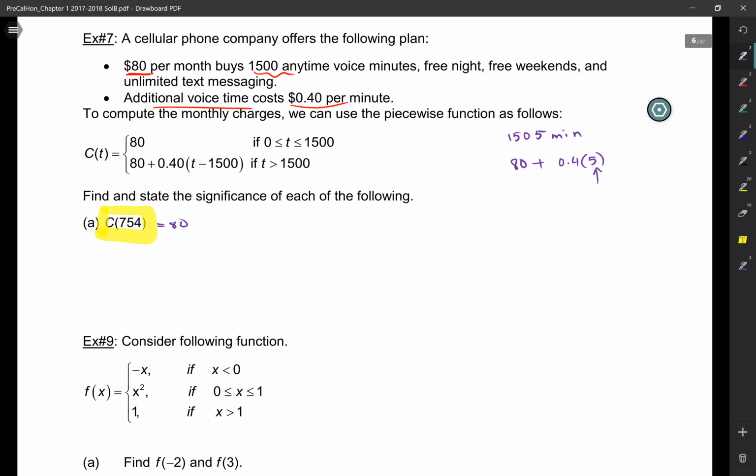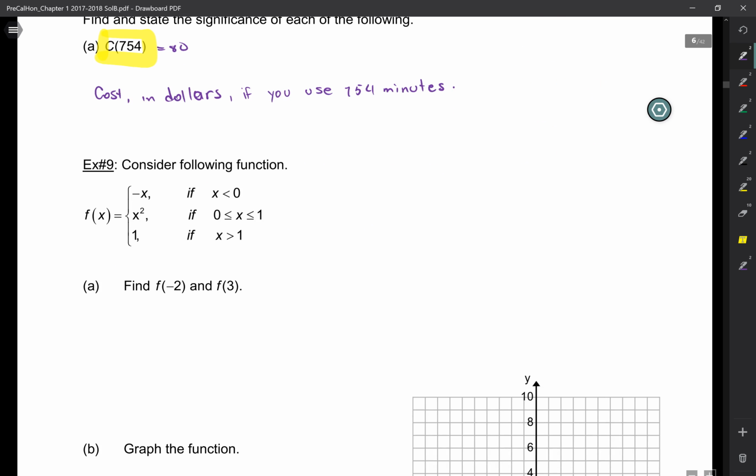And then I would add one more word: when you say a sentence like this in English, you want to state the correct vocabulary, the content, so it's the cost and the minutes, and you also want to provide units. So it's the cost in dollars if you use 754 minutes. Okay. All right, let's move on here.